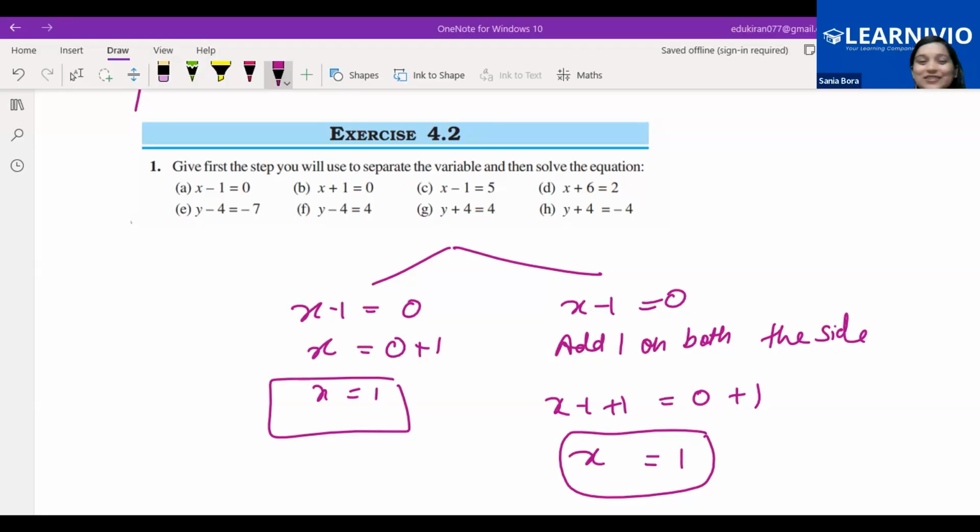Okay. So the first one we already discussed, that is 1. What would be the answer for the second one? Ma'am, -1. Third? Third is 6. Fourth? -4. Okay. Fifth? -3. F? 8. G? 0. H? -8. Good. Very good. So you got all of them correct.